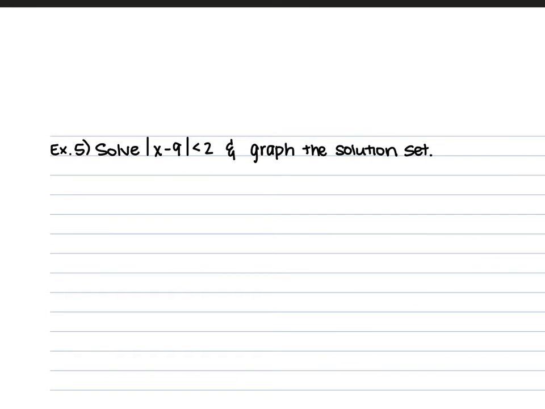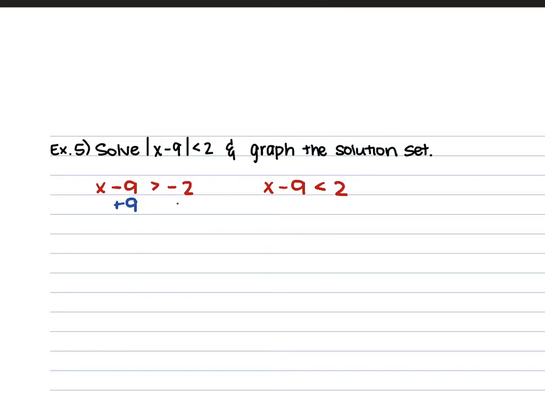So for 5, we have the absolute value of x minus 9 is less than 2. So for this one, our absolute value is already isolated. So we're going to have x minus 9 is greater than negative 2 since we changed the sign, as well as x minus 9 is less than 2. The reason why I went on with this one is because it is possible for the absolute value of a number to be less than 2. So that's why it's okay that I move on.